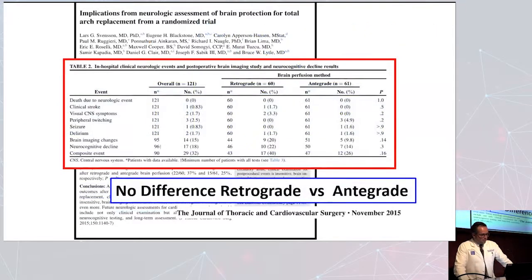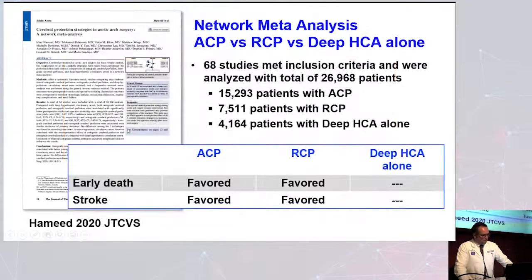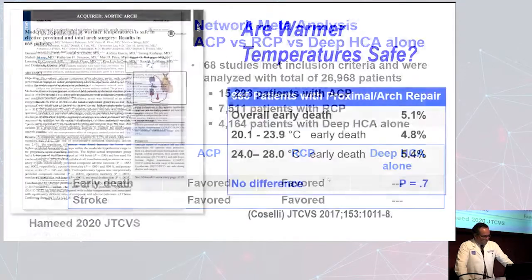So what about cognitive outcomes when you do retrograde or antegrade? This study by Dr. Svensson found no difference in terms of clinical stroke, visual neurological symptoms, peripheral twitching, delirium, or seizure; apparently they're all the same. The same thing again in this meta-analysis of antegrade versus retrograde cerebral perfusion. I think it favors either approach, wherever you're comfortable, ACP or RCP, but they feel less inclined to use deep hypothermic circulatory arrest alone.